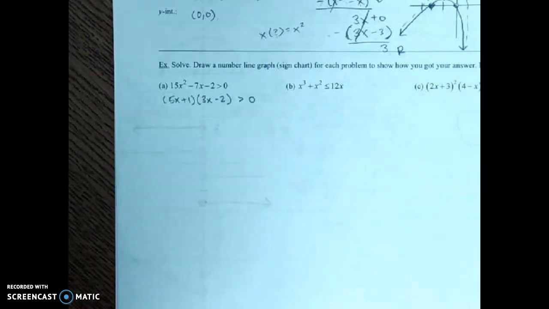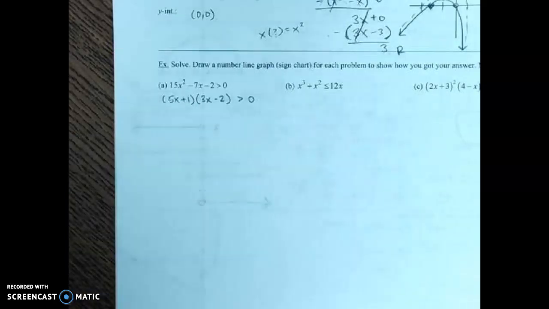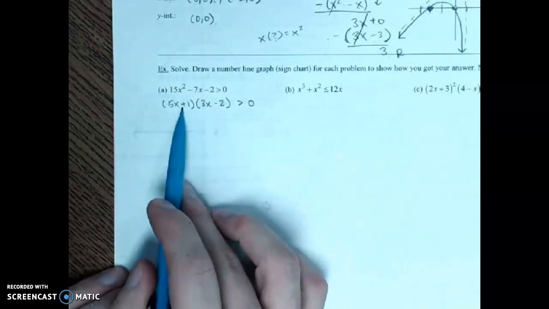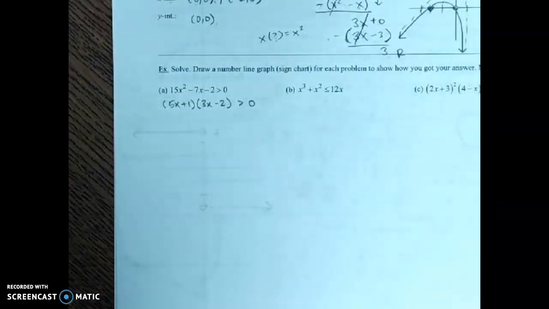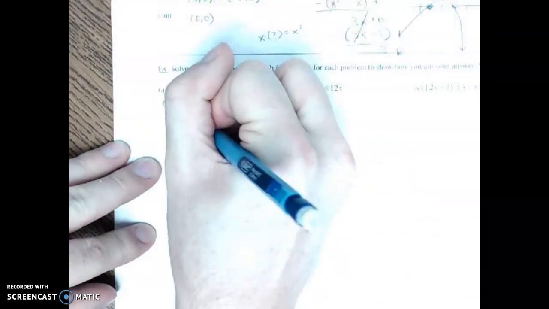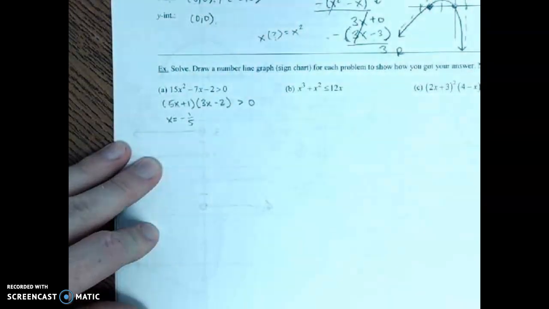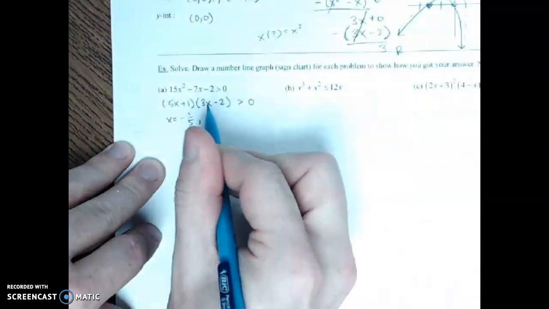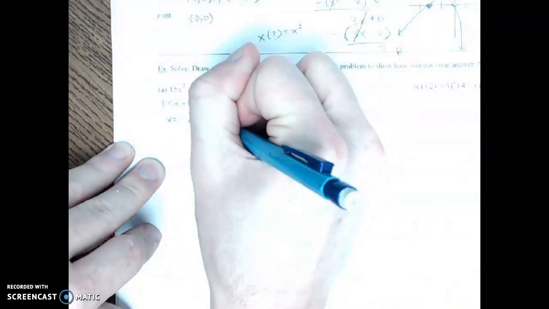All right, the next thing is to find the critical values. So I would find the x-intercepts. So I'd take all the factors, set them equal to 0, find the x-intercepts. Or later on, when we have a rational, you'd want to find where the asymptotes are also, the vertical asymptotes. But basically, from each factor, we're going to find the special x value that corresponds to it. Set this factor equal to 0, and you'll end up getting negative 1/5. Set this factor equal to 0, and you'll end up getting 2/3.